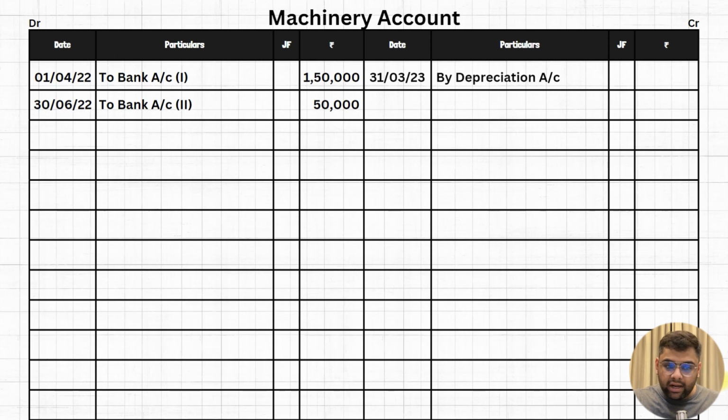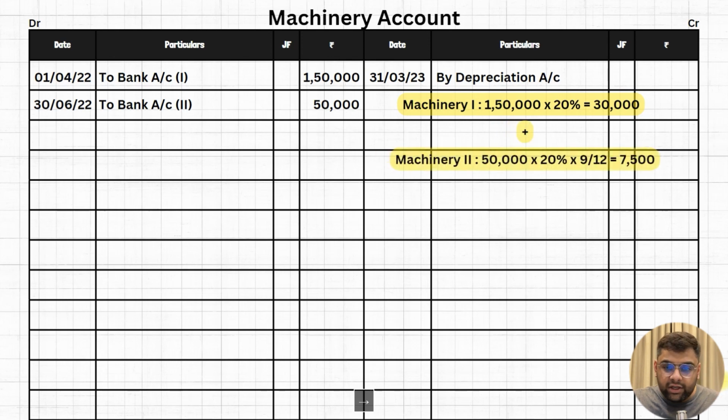On machinery 1, it will be 1,50,000 into 20%, 30,000, plus on machinery 2, it will be 50,000 into 20% into 9 upon 12, which is 7,500. ये 9 upon 12 कहाँ आया? आपने purchase किया machinery on 30th June 22, which means July, August, September, October, November, December, Jan, Feb, March. For 9 months that machinery was used, वहाँ से आया ये 9 months.